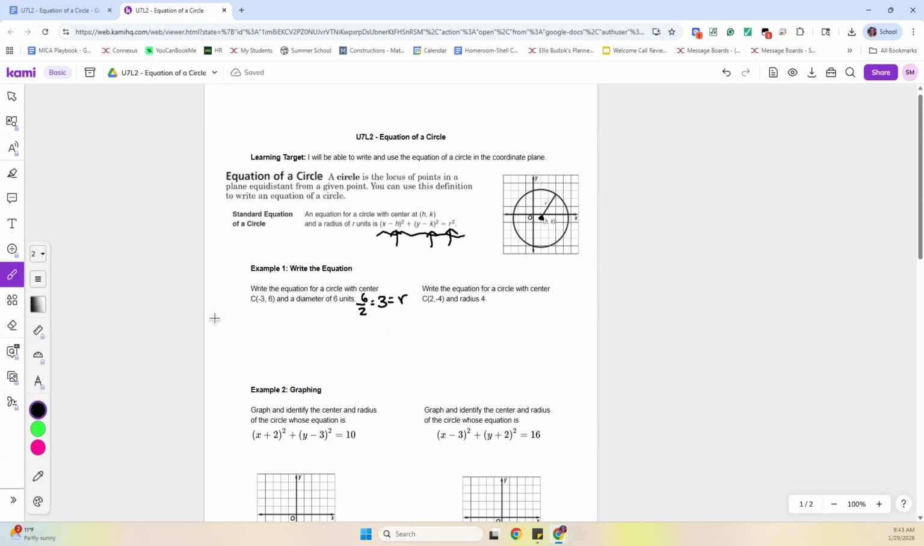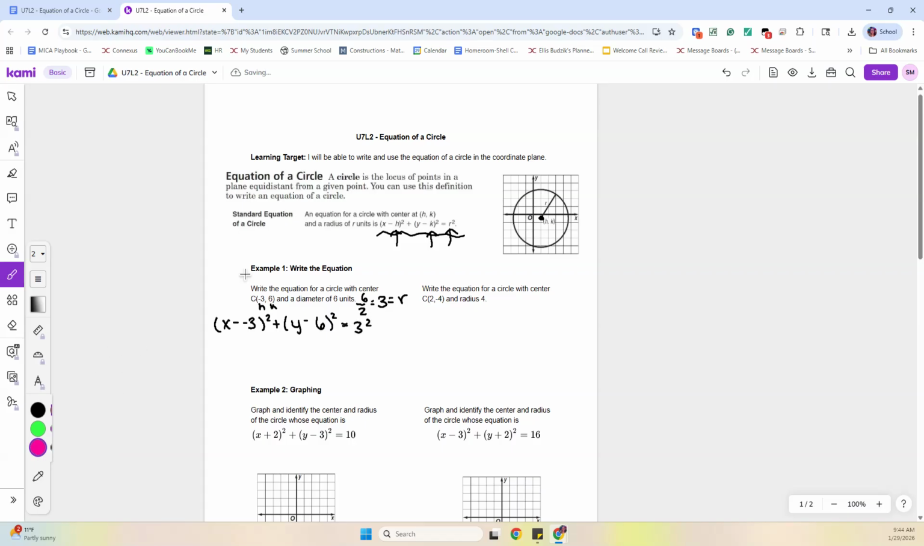Then for our formula, we're going to do parentheses x minus our h, which is going to be this first value here. So that's going to be x minus -3, squared, plus y minus our k value, which is the y value of our center, so y minus 6, squared, equals our radius squared. Our radius was 3, so 3 squared.